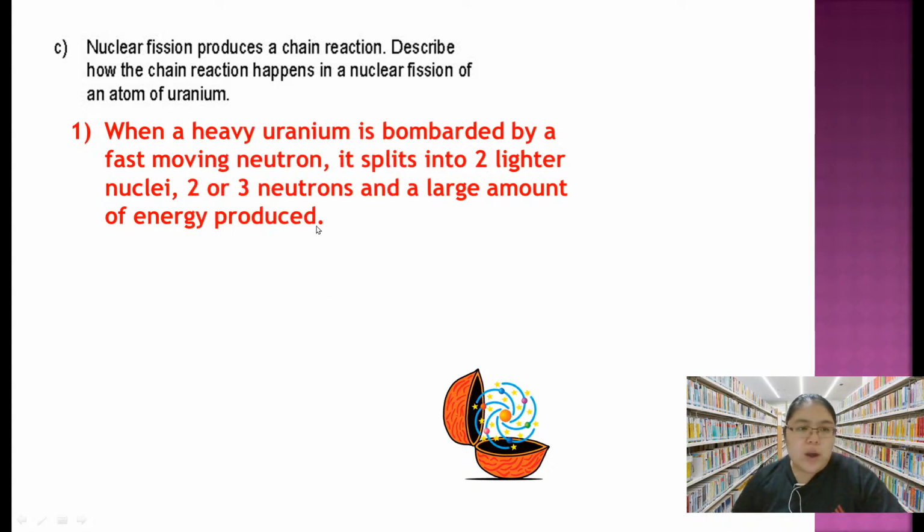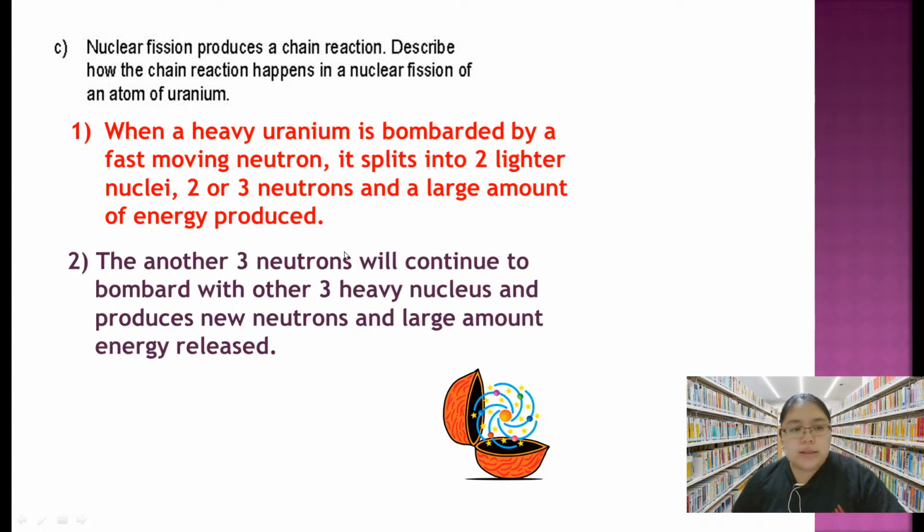First one, when a heavy uranium nucleus is bombarded by a fast-moving neutron, it will split into 2 lighter nuclei, 2 or more neutrons, and a large amount of energy is produced. This one is the first step. Okay, let's see the second step.